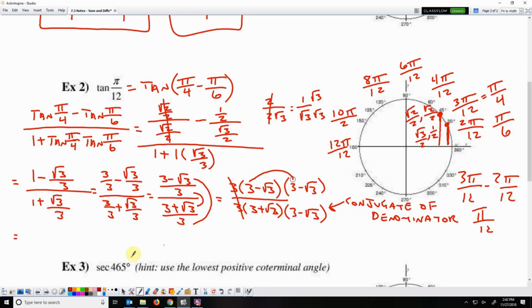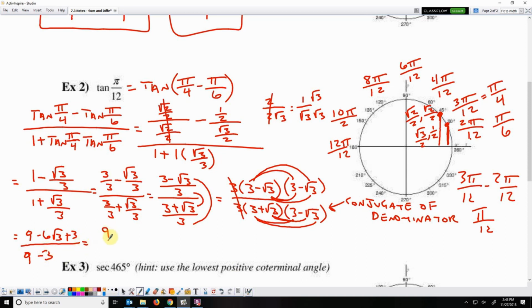So I get 9 minus 3 root 3 minus 3 root 3 is minus 6 root 3. And negative root 3 times negative root 3 is positive 3. And now we'll see why we multiplied by the conjugate of the denominator. 3 times 3 is 9. Then minus 3 root 3 plus 3 root 3, and those cancel each other out. And then the last term, negative root 3 times positive root 3 is negative 3.